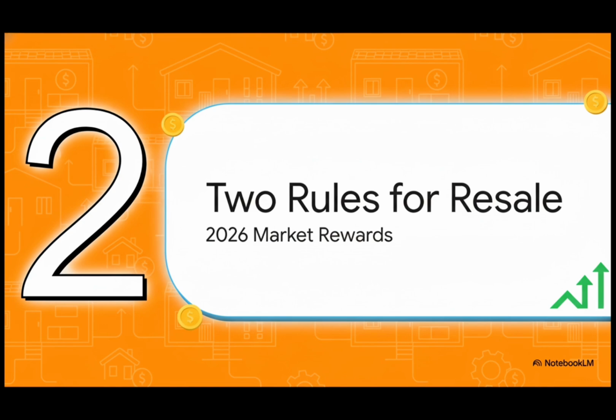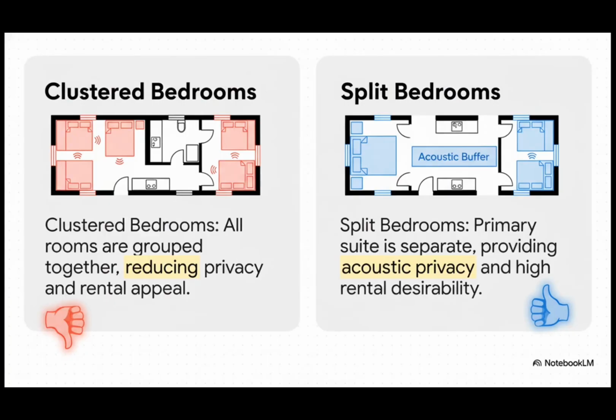These are the core design principles the market is rewarding right now and will for sure continue to reward into 2026. The most important principle, by far, is the split bedroom layout. As you can see here, instead of cramming all the bedrooms together, a split plan puts the main suite on the complete opposite end of the home. When you combine that with an open concept living area in the middle, you get incredible acoustic privacy. I mean, this makes the home way more desirable for renters or families with totally different schedules.